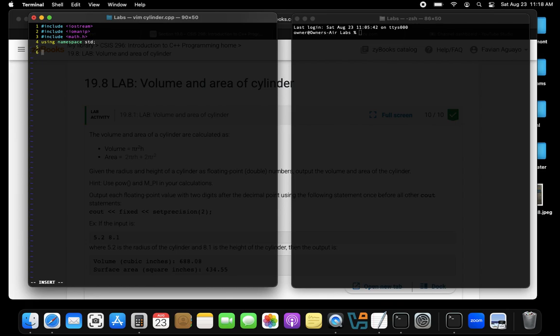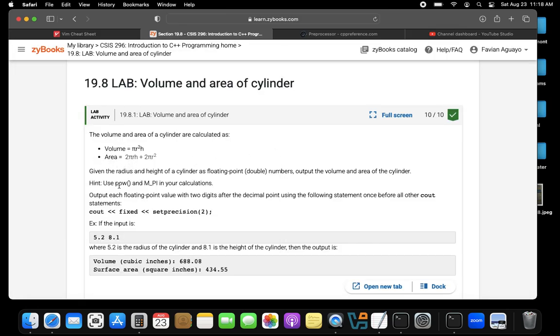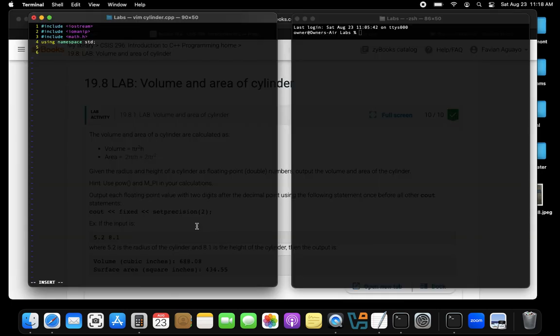Alright, so let me explain. Our program is going to get input and output, so we have iostream. iomanip is so that we can use this set precision right here. And math.h, we include that so that we can use the power function, and the symbol means pi. We'll see what I'm talking about in a second. Alright, now let's write our code.